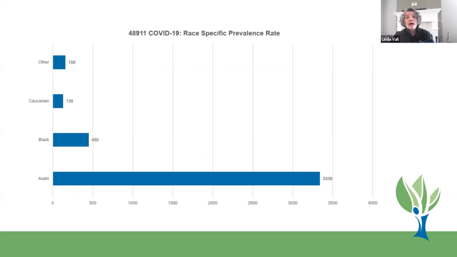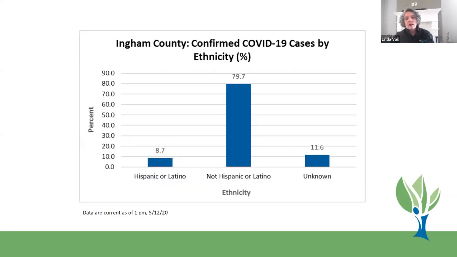When you look at the prevalence rate in 48911, you see this: the rate for Caucasians is 130, the rate for our Blacks is 450, and the rate for our Asians is 3,339. I believe there are about 2,000 Asians in 48911, and about 74 of the cases in 48911 are Asians.